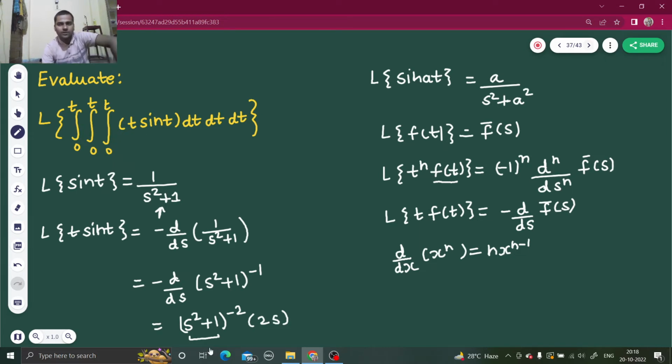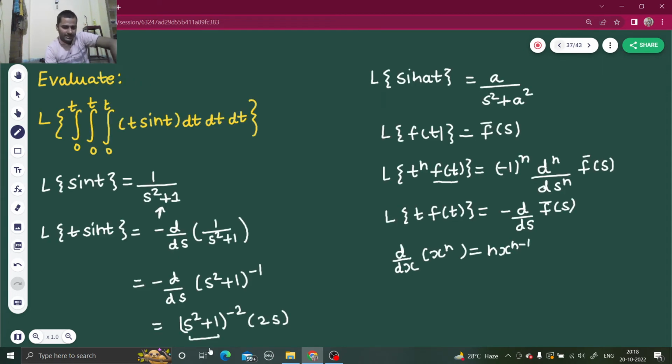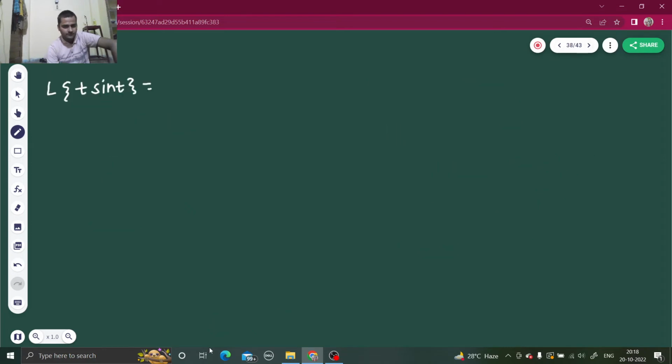So if I want to write Laplace of t sine t in a better way, I will write this as 2s divided by s square plus 1 whole square.